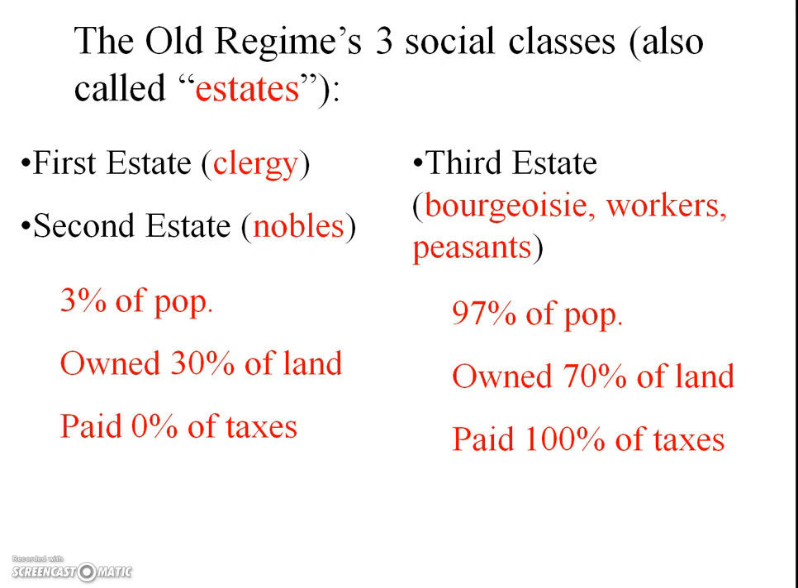In addition, the first and second estates also had a number of privileges that the third estate didn't have. Everything from what style of clothing and buttons they could wear in the clothing to the ability to hunt on royal hunting grounds and take benefit of the game there.